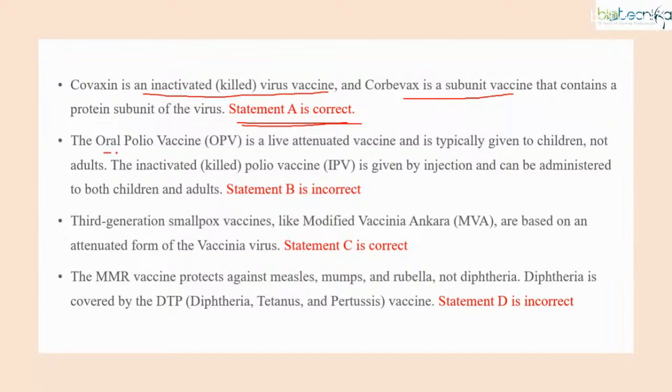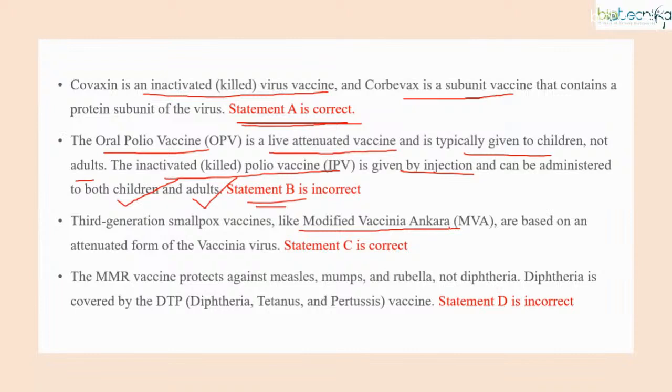Second, the oral polio vaccine is a live attenuated vaccine and is typically given to children, not to adults. Similarly, the inactivated polio vaccine is given by injection and it can be administered to both children as well as adults. So that's why statement B is incorrect. Then, third generation smallpox vaccines like modified vaccinia Ankara are based on an attenuated form of vaccinia virus. So, statement C is also correct.